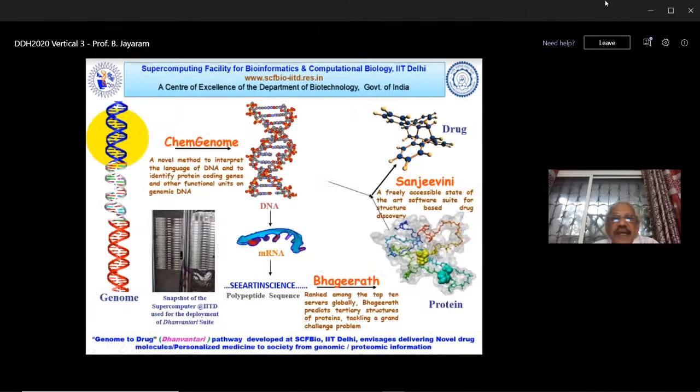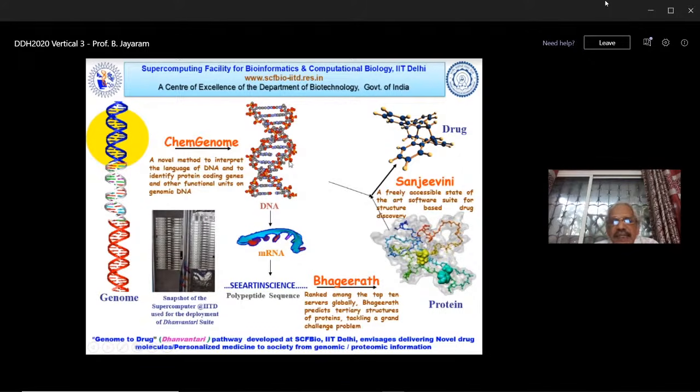So what is it that we are doing at SCL Bio? I will use this word SCL Bio just to show this supercomputing facility for bioinformatics. This is our lab, SCL Bio. So we have been developing methodologies for genome analysis. And this is a novel method based not on sequence level comparisons, but on physicochemical properties. So analyzing the genomic data using physicochemical properties of DNA to identify protein coding regions and other functional units on the genome. So that we call a chem genome.